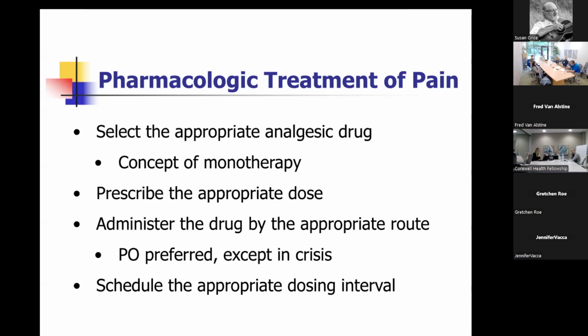Administer the drug by the appropriate route. I would say that PO is preferred, except in a crisis in which you can use some sort of parenteral, sub-Q or IV. There's an awful lot of folks that someone comes in with pain, they put a patch on them. Well, that's not necessarily the appropriate thing. First of all, if they can take it orally, that's advised. Also, for acute pain, the patch doesn't necessarily work. It takes too long to get into the system.